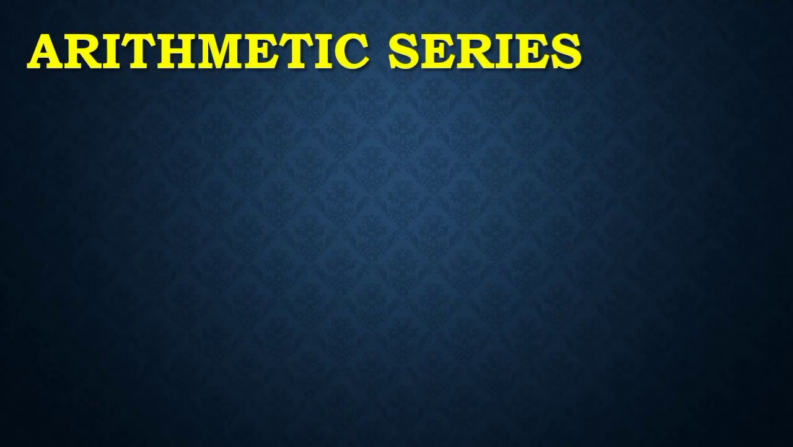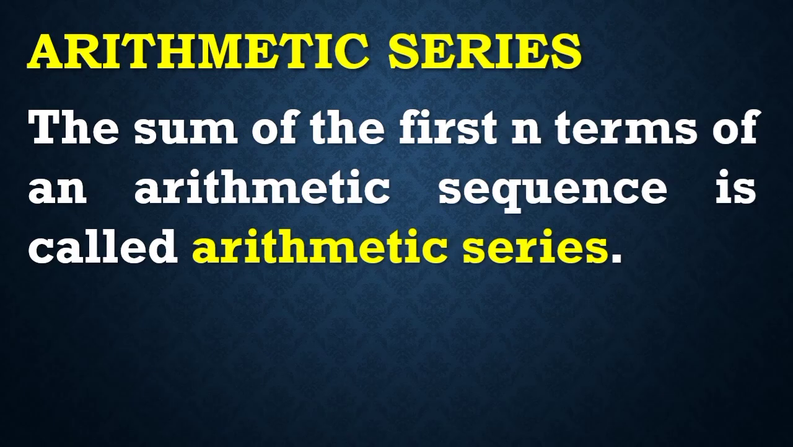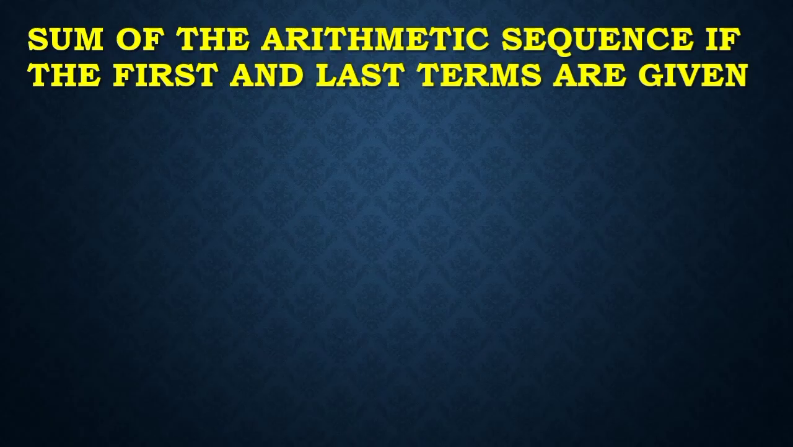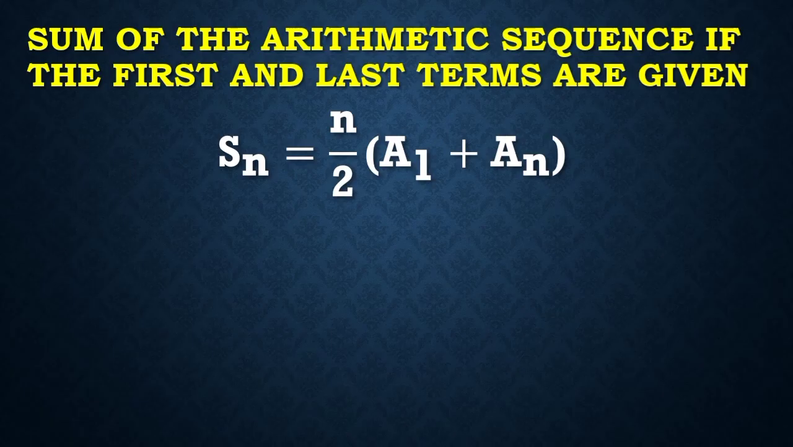Next, arithmetic series. What do we mean by arithmetic series? The sum of the first n terms of an arithmetic sequence is called arithmetic series. So, pag sum na yung pinag-uusapan natin sa arithmetic sequence, arithmetic series na ang tawag dun sa term na yon. Let's have the first formula. Sum of the arithmetic sequence if the first and last terms are given. Again, ang first term and last term natin dito ay given. So, the formula will be S sub n is equal to n over 2 times the quantity of a sub 1 plus a sub n.